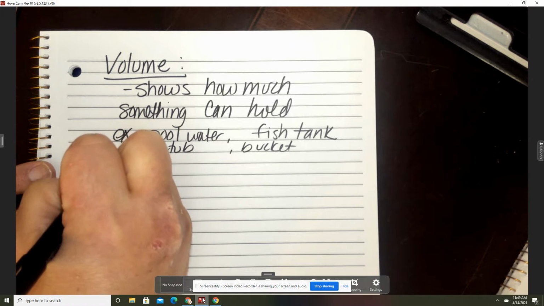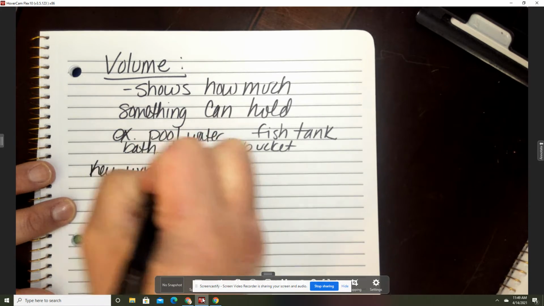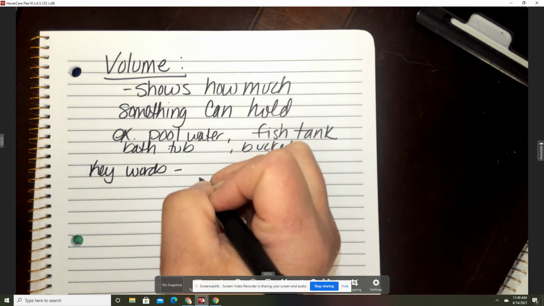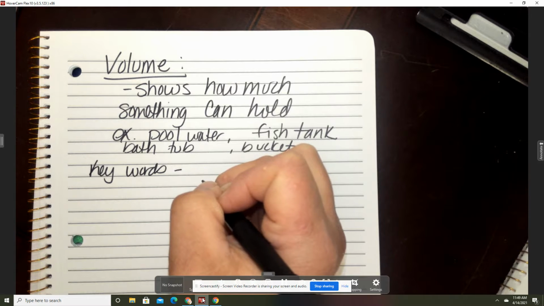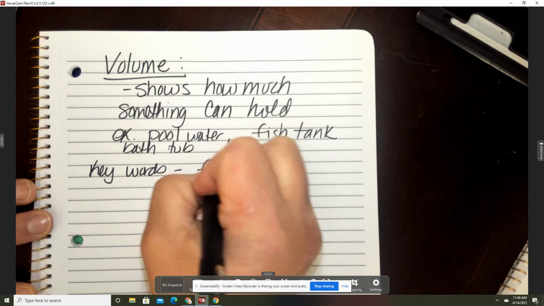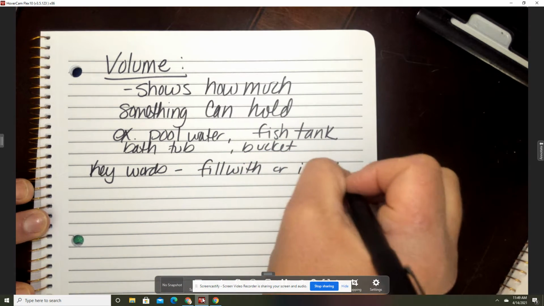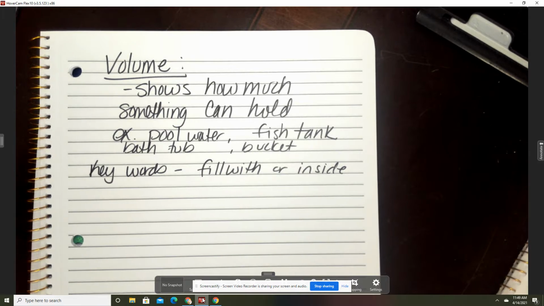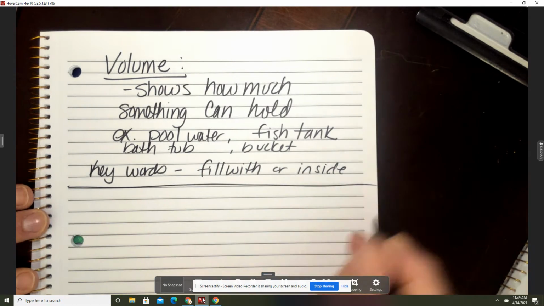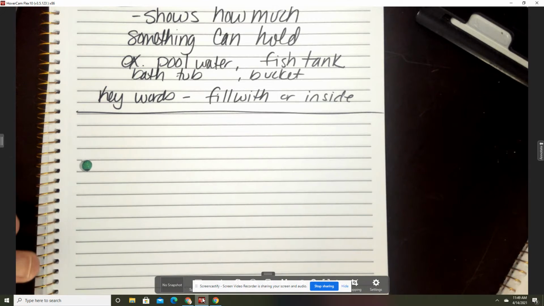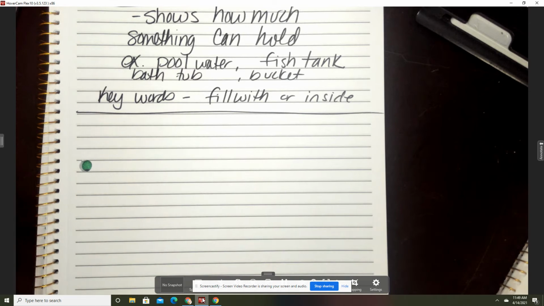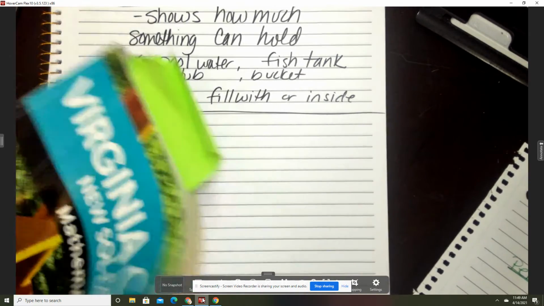Keywords are, let's see, fill with or inside. Now, there are two different ways that you're going to find volume. One is with the formula length times width times height, and another one that I'll show you another day is with blocks.